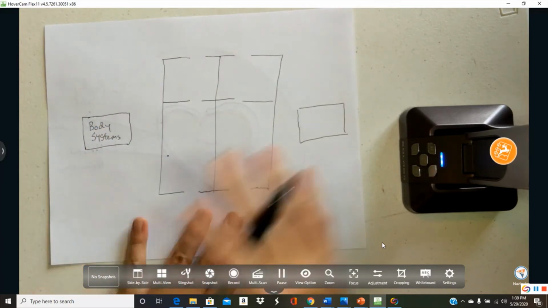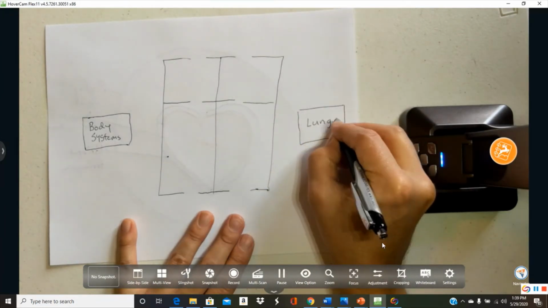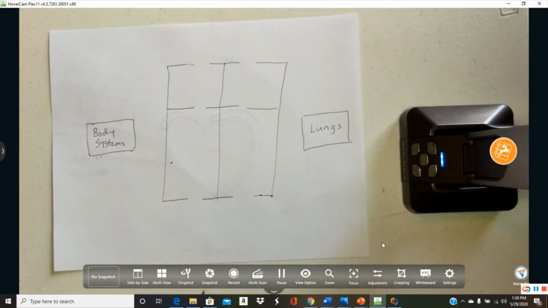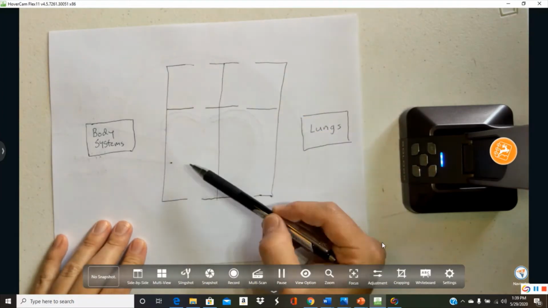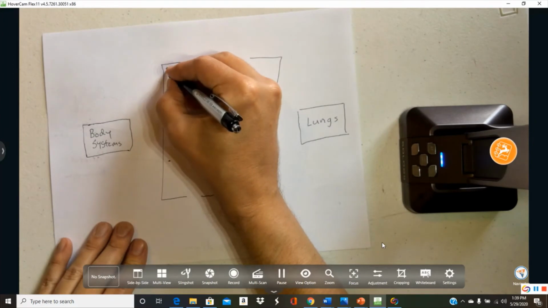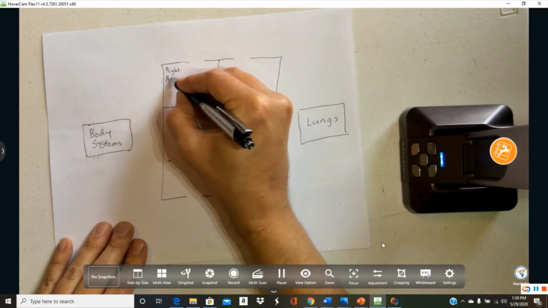And this box over here, we're going to label Lungs. Okay. So we're going to label these like that, okay? Now what we want to do is go in and label these four small things here. This one here, we're going to label it the right, R-I-G-H-T, atrium.